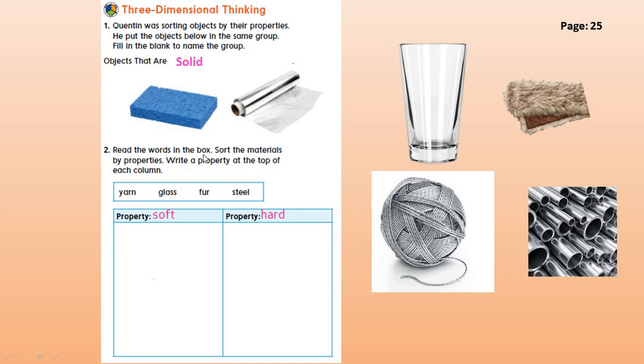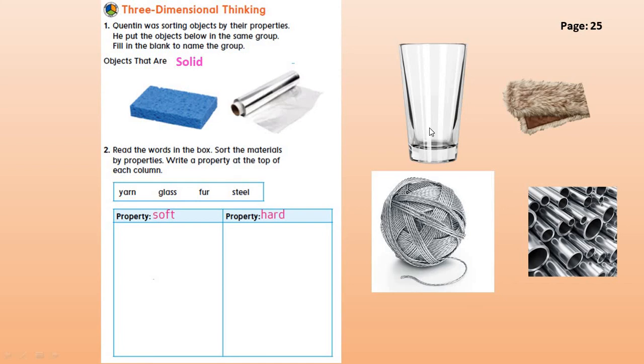Read the words in the box. Sort the materials by properties. We have many objects here. Yarn, glass, fur, and steel. We would like to sort these materials by properties. The first property is soft. The second property is hard. Which materials are hard and which materials are soft?